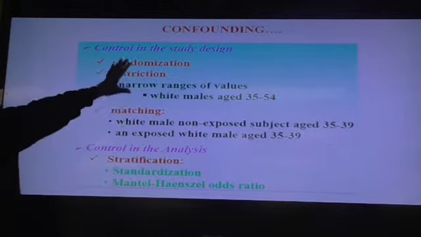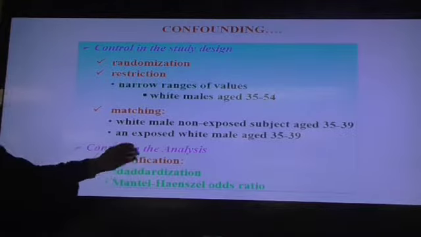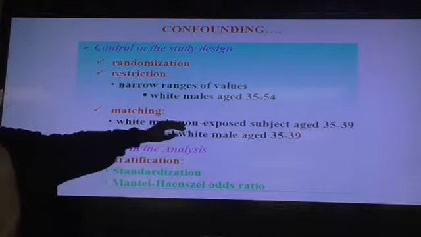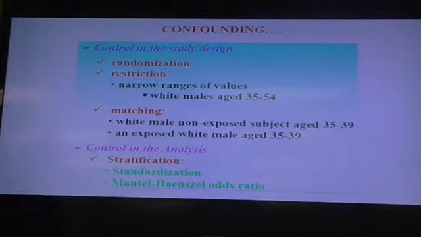If you are not able to do this in the design, you can control for that confounding in the analysis. We have what we call stratified or stratification analysis. That means you stratify your data based on these confounding factors. And then there are several statistical or analytical tools that you can use in order to analyze such data. So the Mantel-Haenszel odds ratio is one, and the other is standardization, which is both direct and indirect standardization.